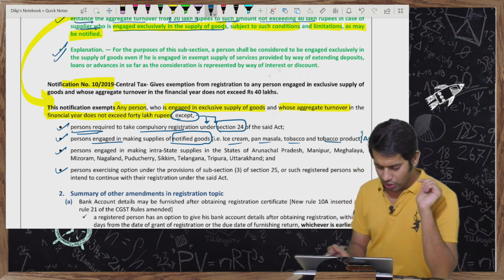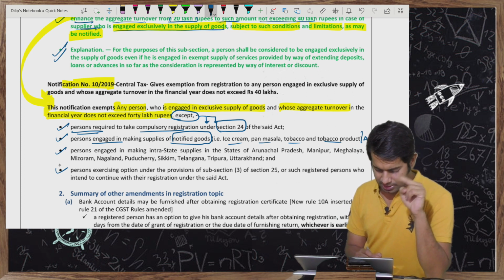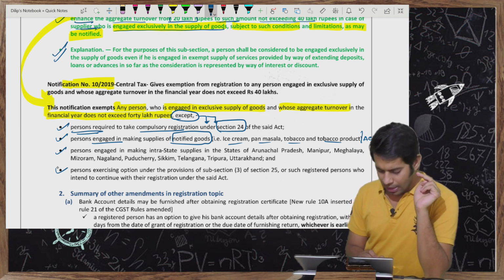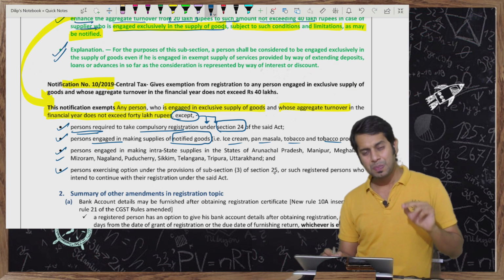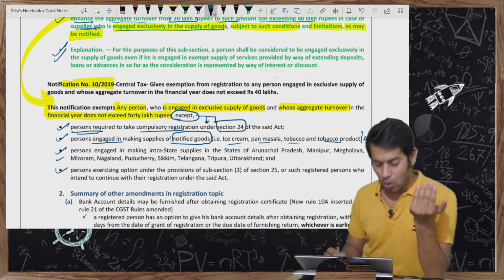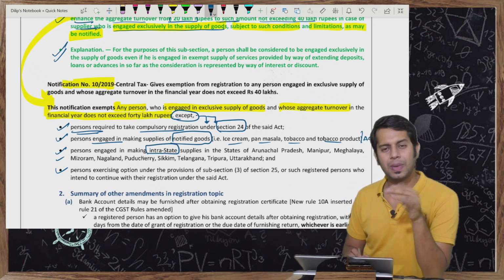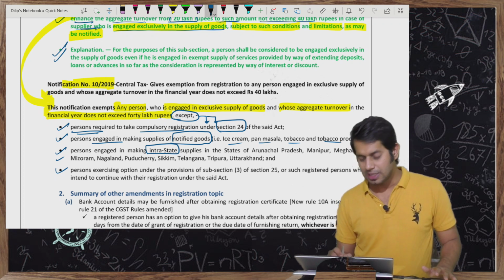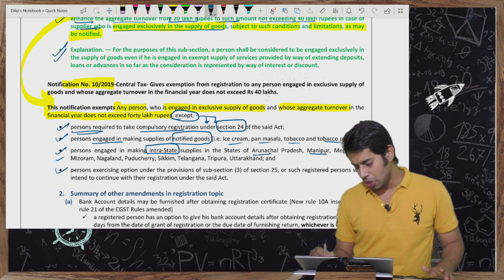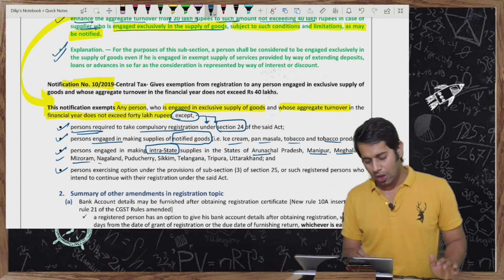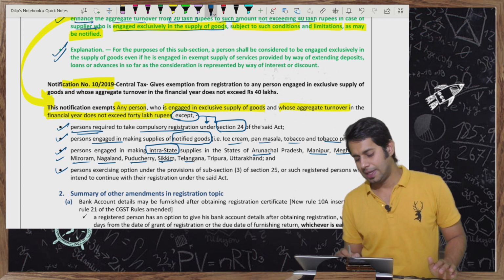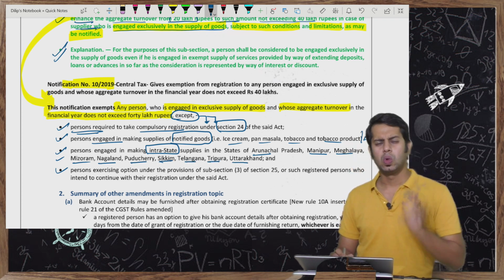If you are supplying these notified goods, then also you cannot opt for this notification 10/2019. And if you are a person who is making interstate supplies, who is doing business from these states, which states? Arunachal Pradesh, Manipur, Meghalaya, Mizoram, Nagaland, Puducherry, Sikkim, Telangana, Tripura and Uttarakhand.